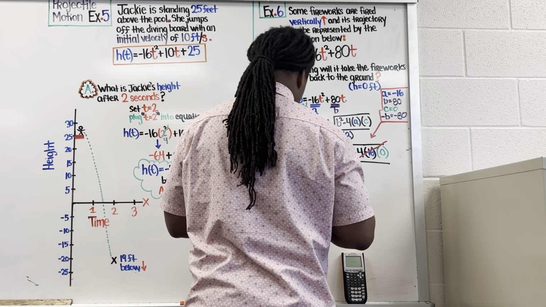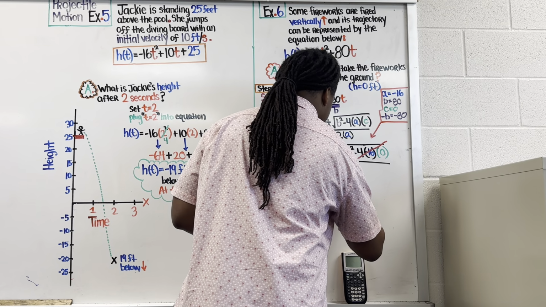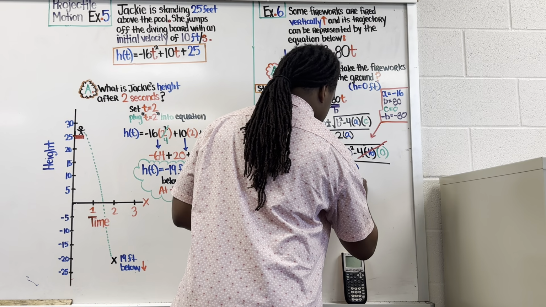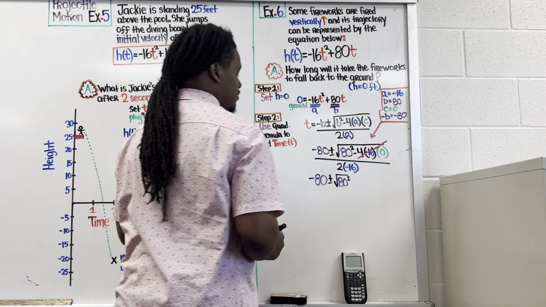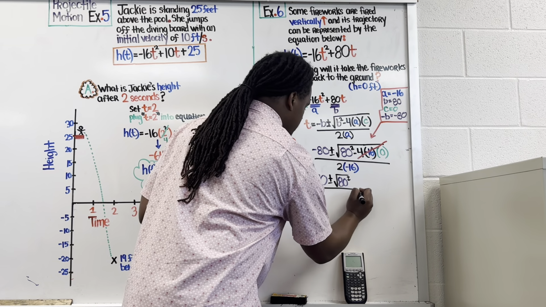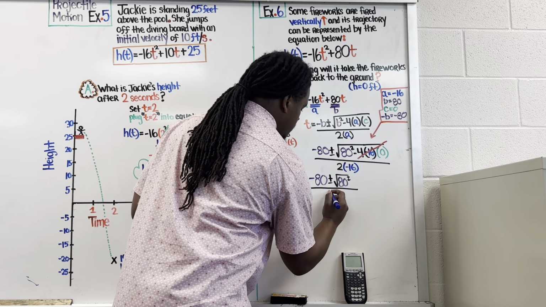All right? Because now, guys, I have negative 80 plus or minus the square root of 80 squared. Okay, the square root of 80 squared, and I'm going to talk about that because that's very easy. All right, divided by 2 times negative 16, which is negative 32.